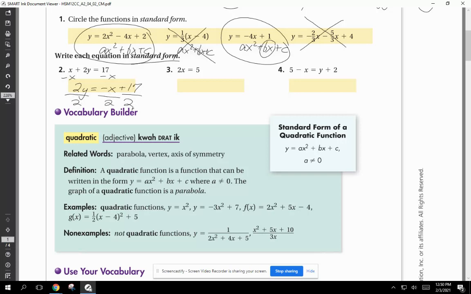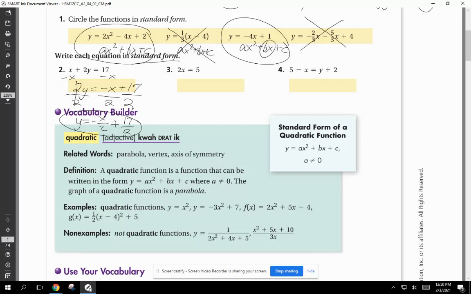So your answer, we're going to put it right below this vocabulary guy. Y is all by himself, equals negative 1/2 x, or you can put negative x over 2, plus 17 over 2, you can just keep like that. In algebra 2, we can keep all fractions like they are because we're allowed to. We like fractions in algebra 2.